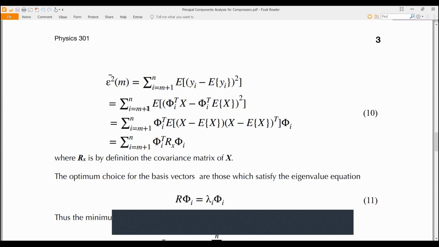And now, this summation says the mean square error is equal to the sum from i equals m plus 1 to n of the expectation of this quantity y_i minus expectation of y_i quantity squared. Now let's substitute y_i in terms of the phi and the x, and so we get this term. So summation, the expectation of this term quantity squared.